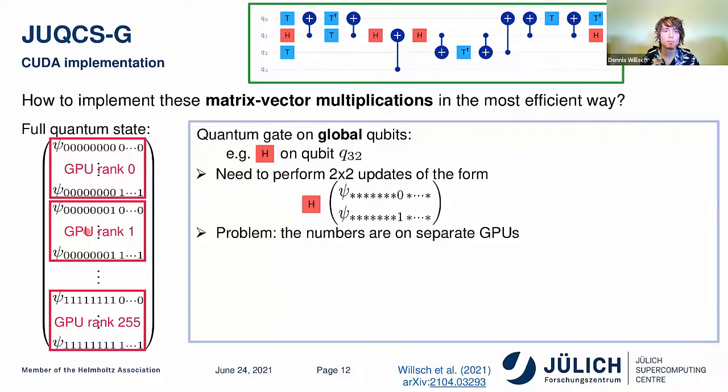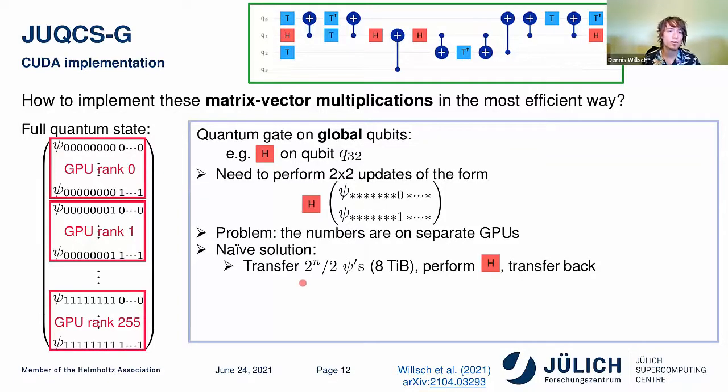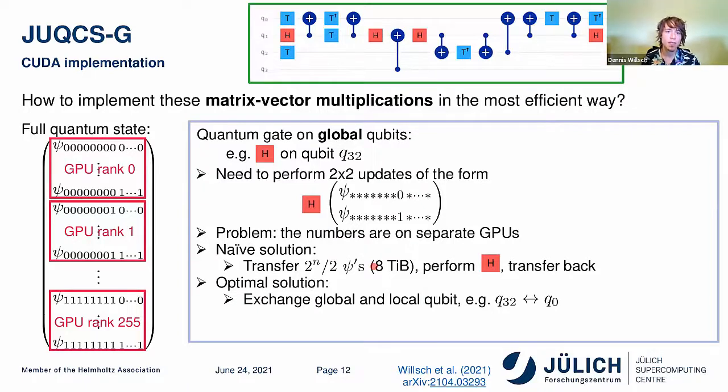And how can we solve this problem? The naive solution would be to transfer all these complex numbers so that the numbers that need to be combined are on the same GPUs. Then we perform the H operation, and then we transfer them back. If you work that out, it requires, in this example, 8 terabytes of memory transfer. And this is a lot of data that needs to be passed between the GPUs. So the optimal solution is not to transfer them back, but after we've transferred them once, we simply rename what we call a global and a local qubit and keep track of this, so that later on we might also reuse it.